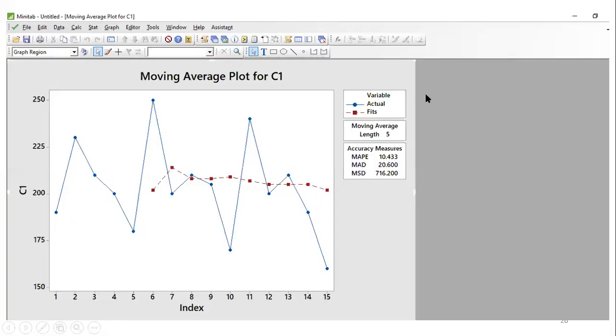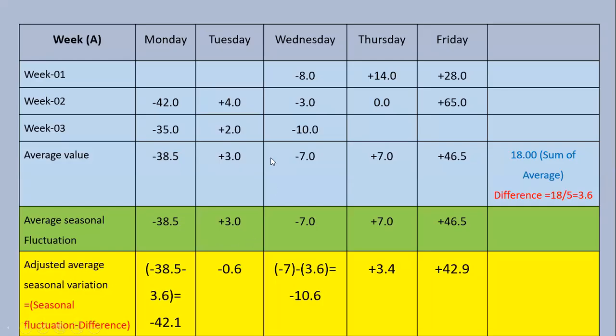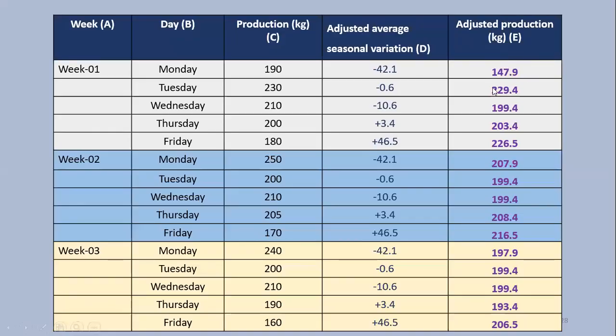You can't get the data here. But here we are going to get the predicted data by analyzing the average, adjusted average seasonal variation is here. So you can understand the adjusted value which should be there to get this appropriate value, right?